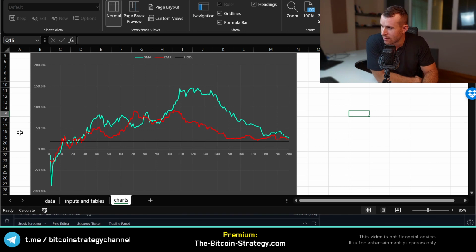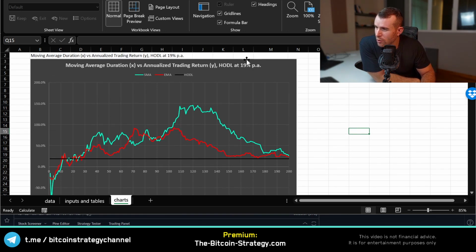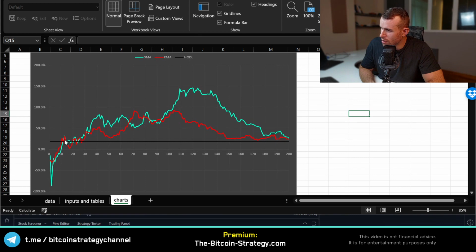A different way to look at this is here on the x-axis is the moving average duration, on the y-axis is the annualized performance. We've also got buying and holding here. That would have been 19% per annum. We see pretty much all of the moving averages tend to outperform just buying and holding. Only the very short term, they underperformed because of trading fees partially. So it's a strategy that tends to work.